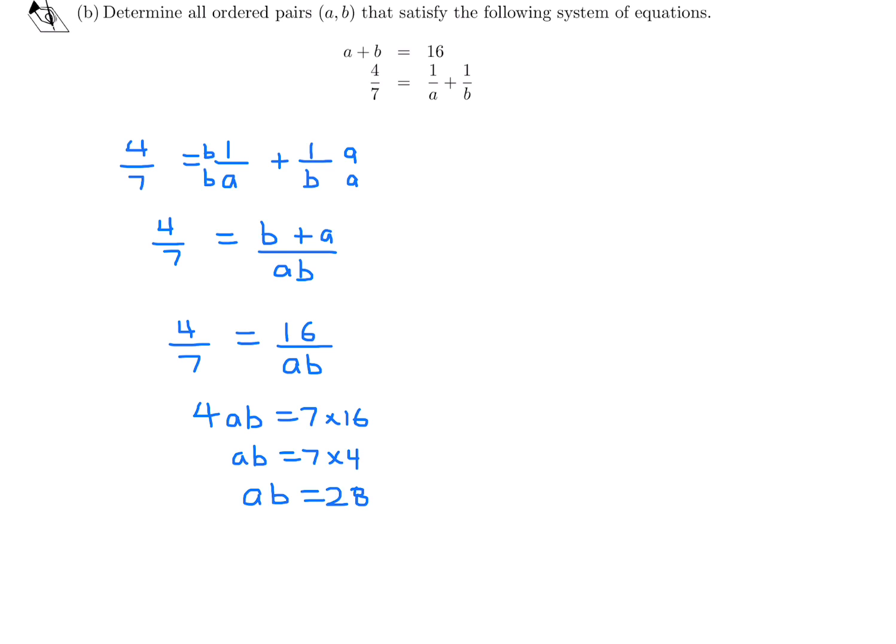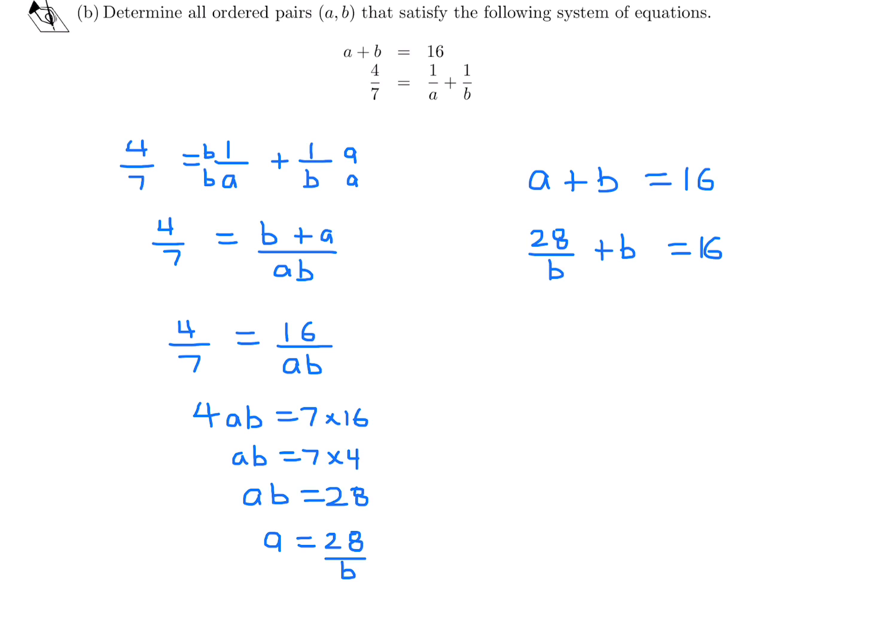I think that's it, right? There isn't really much else I can do here. So a is 28 over b. And I guess I just substitute it into here. So a plus b is 16. I've got a in terms of b, it's 28 over b. So substitute that in. I've got 28 over b plus b is 16.